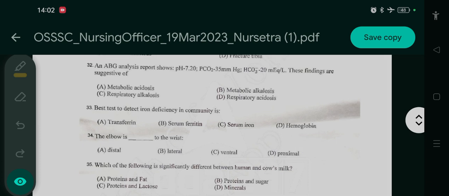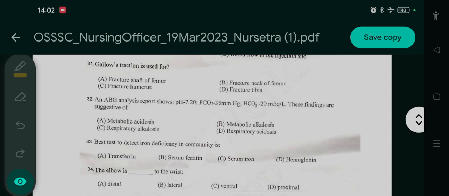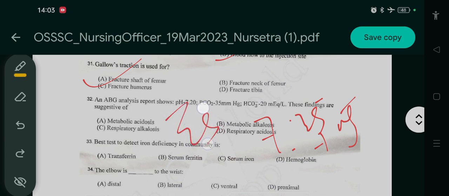pH is 7.20. You know the normal pH is 7.35 to 7.45. Here the pH is 7.20, which means the pH is on the lower side. If the pH is on the lower side, we consider acidosis. Next value, carbon dioxide is 35 mmHg. Normal carbon dioxide is 35 to 45 mmHg. So here 35 is essentially normal. Next we go to the bicarbonate value, which is 20 milliequivalent per liter.